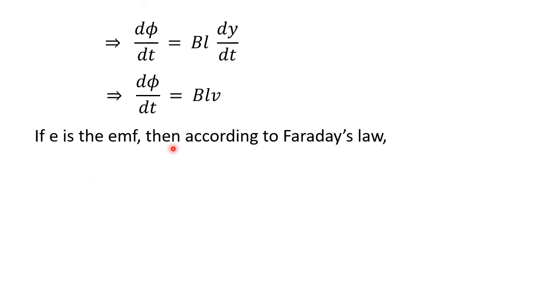If E is the EMF, then according to Faraday's law, induced EMF equals negative rate of change of magnetic flux, E equals minus dΦB by dt. So instead of dΦ by dt, we can write BLV. If you substitute BLV, then motional EMF E equals minus B into L into V.